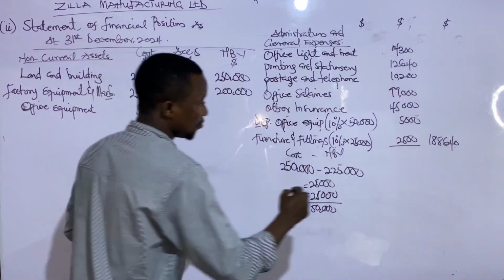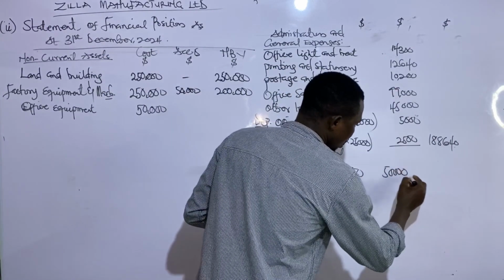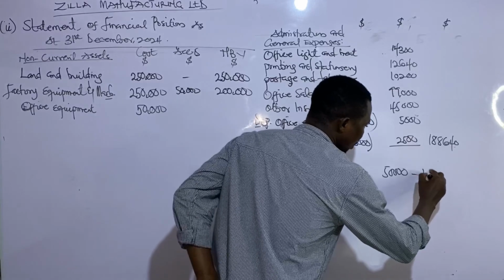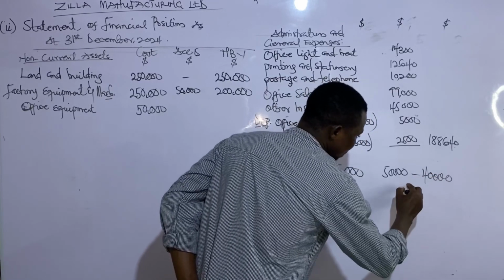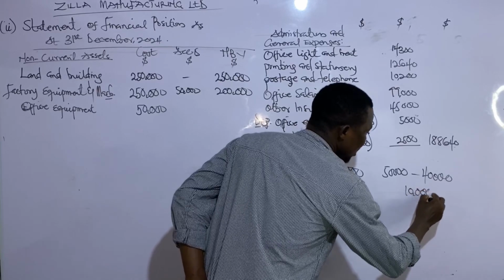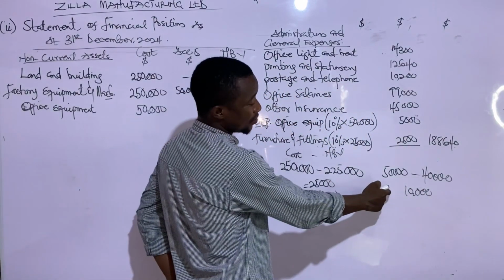So the cost being 50,000, then we subtract the net book value of 40,000. We have a difference of 10,000. This difference is the provision for depreciation or accumulated depreciation.